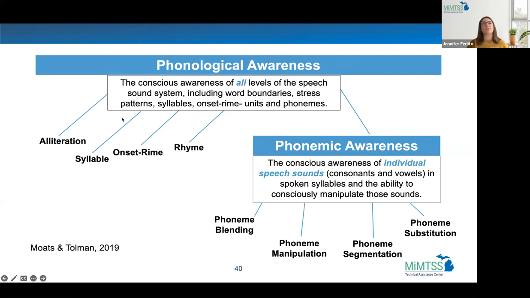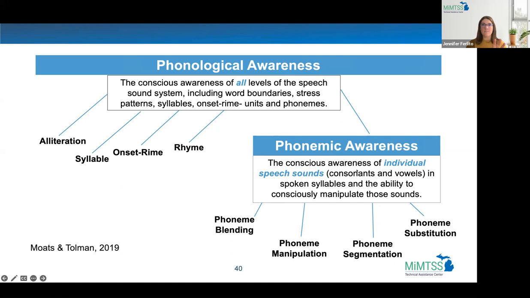So phonological awareness is all levels of the sound system. Phonemic awareness is where we get into the individual sound level. So mastering the phonological awareness skills with syllables and rhyming words is not a necessary step to get to the phonemic awareness level. Phonemic awareness level is the ability to manipulate phonemes, and this is what best supports the alphabetic principle.